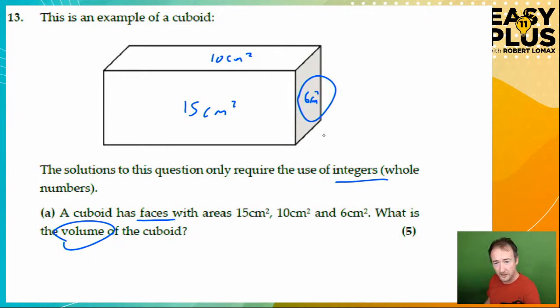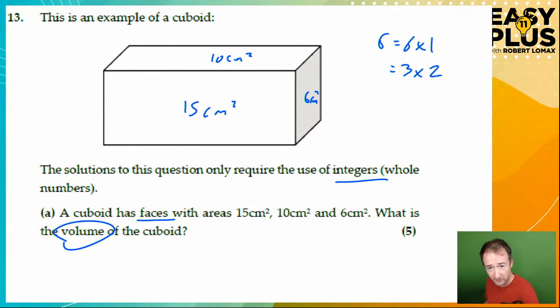how do you get that area? Well, you get it by timesing the depth by the height. Something times something is 6. What can we times together to get 6? 6 equals 6 times 1, or 3 times 2. And in terms of whole numbers, that's it. You can do it the other way around, 1 times 6, 2 times 3, but there aren't any other options. So it could be that one side is 6 centimetres and one side is 1 centimetre. That would give us an area of 6 centimetres squared.